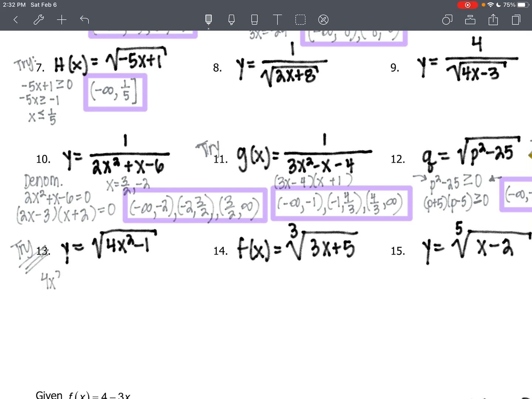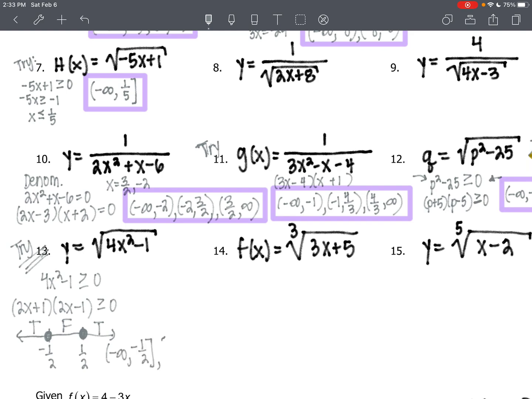So I set 4x squared minus 1 is greater than or equal to 0. I factored it just like we did in a previous lesson. And I got negative 1/2 and positive 1/2 as my critical values. And when I tested values, I got true, false, true, including negative 1/2 and positive 1/2. So my answer is negative infinity to negative 1/2, and then positive 1/2 to infinity.